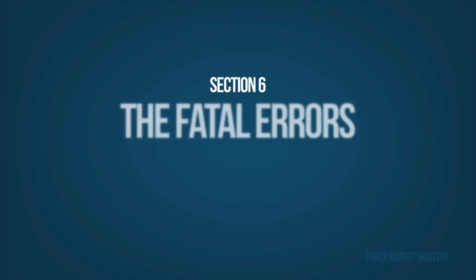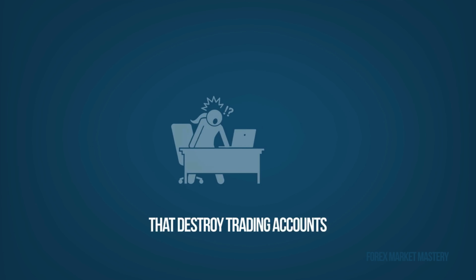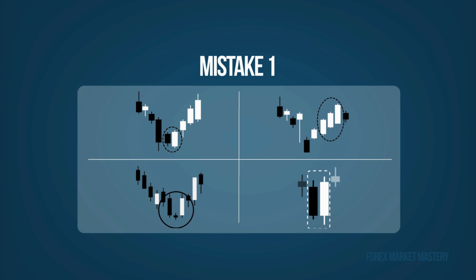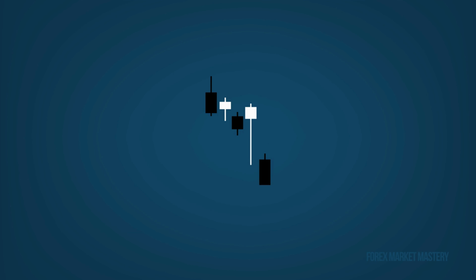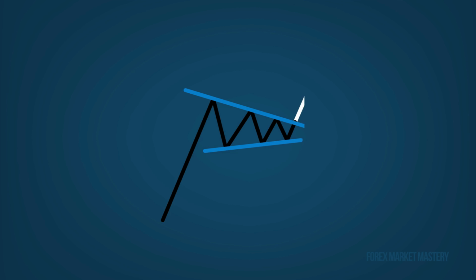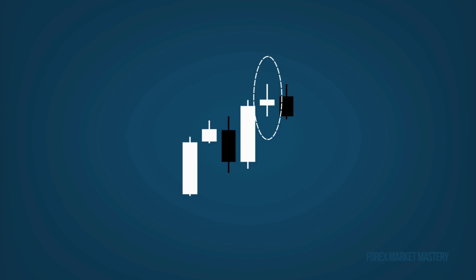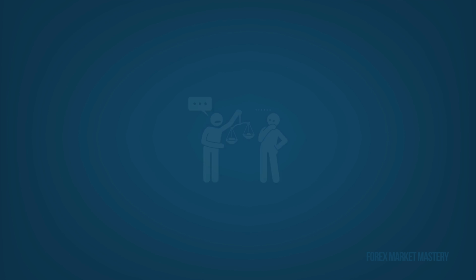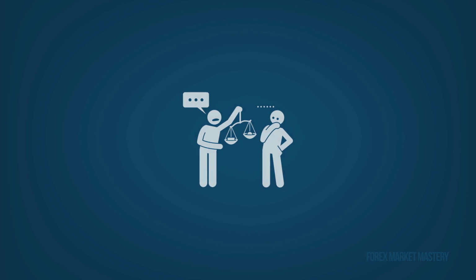Now let me share the mistakes I see constantly that destroy trading accounts. Mistake 1, trading every pattern you see. Just because a hammer formed doesn't mean you trade it. Wait for confluence. Wait for the right location. Be selective. Quality over quantity, always.